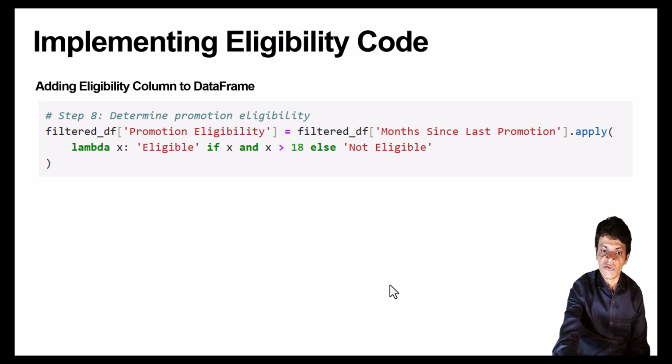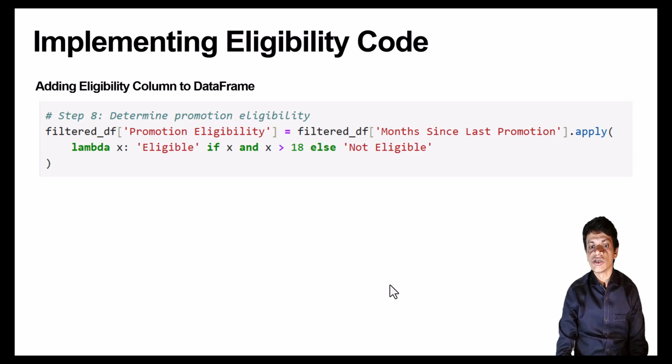And eligible if x, is x greater than 18, eligible, else not eligible. So it will update either eligible or not eligible as a string format. Right.